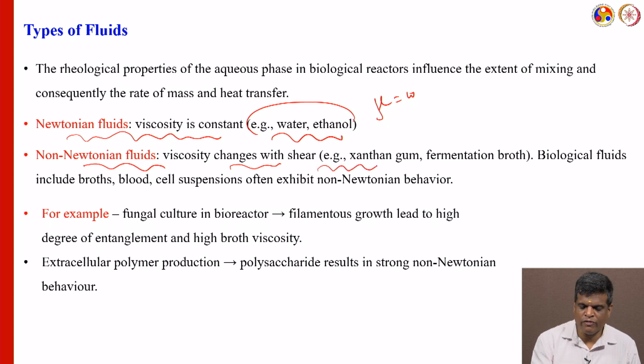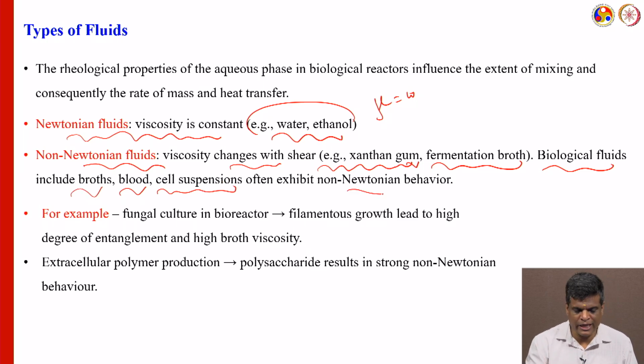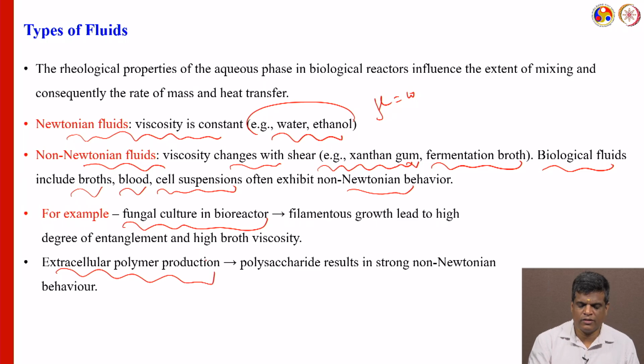Examples of non-Newtonian fluids are xanthan gum and fermentation broth. Biological fluids like blood, cell suspensions and broth all come under non-Newtonian behavior. The best examples are fungal cultures in bioreactors and extracellular polymer production. Polysaccharides give a strong non-Newtonian behavior.